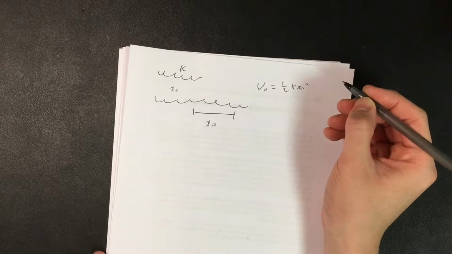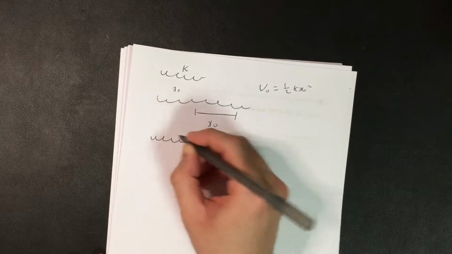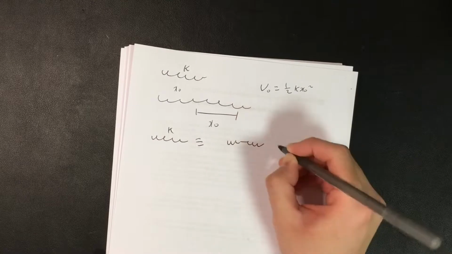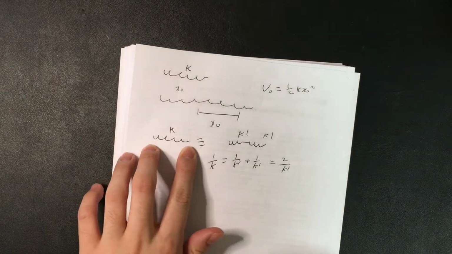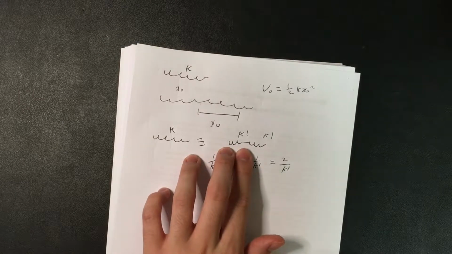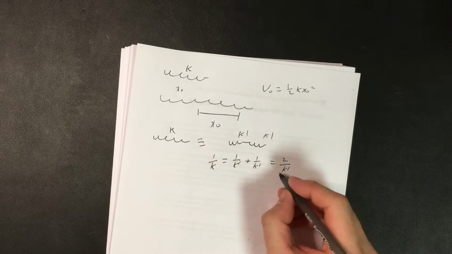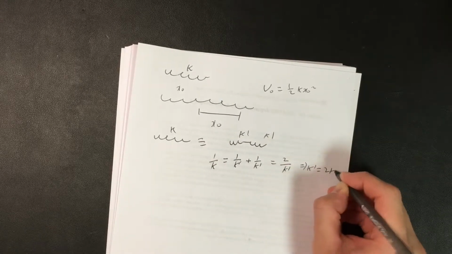If this spring is cut in half, then this spring is equivalent to two springs that are connected in series with spring constant K prime. Since this spring is equivalent to two springs with half of its length with spring constant K prime connected in series, 1 over K equals 2 over K prime, in which solving for K prime gives K prime equals 2K.